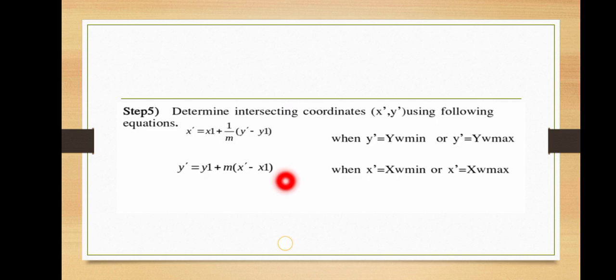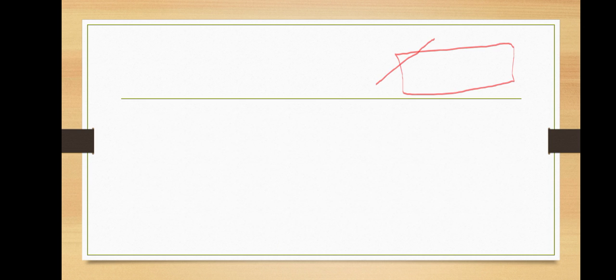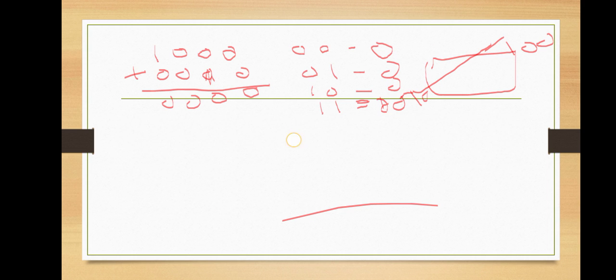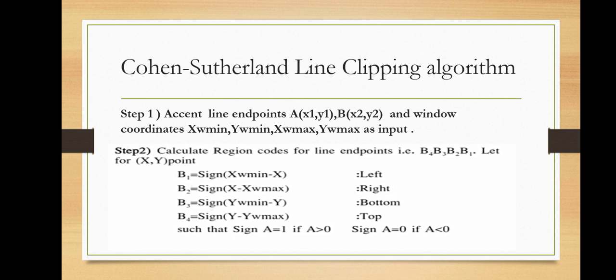You can find both endpoints, and once found, what do you have to do? You have to do step number 2. What is step number 2? Again find region codes for the newly intersected points, and decide: if the region code is 0 0 0 0, the line is inside and you accept that part. So this is the Cohen Sutherland line clipping algorithm.